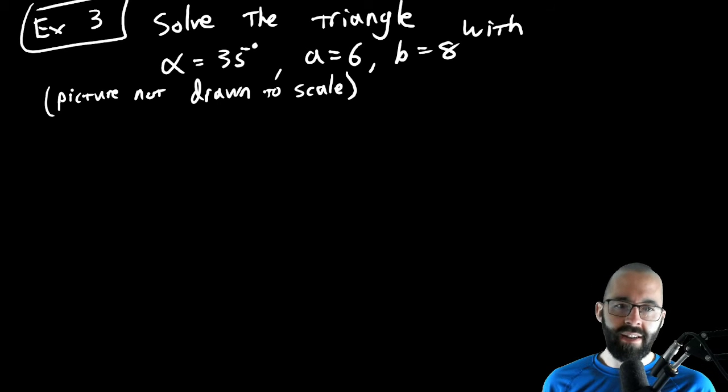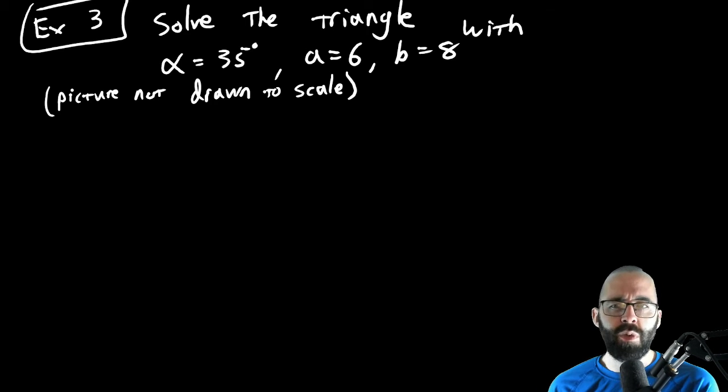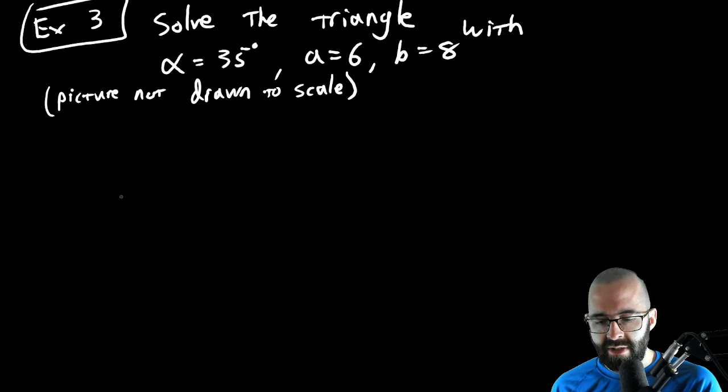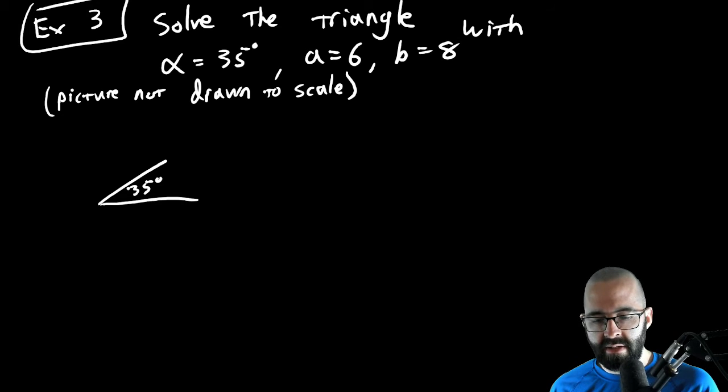Because there might not be a triangle. There might be 2 triangles. We don't know. So I'm just going to give a visual aid of a picture. So alpha is about 30 degrees. That's 35 degrees. And A is the opposite side.